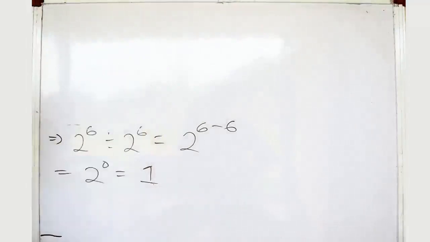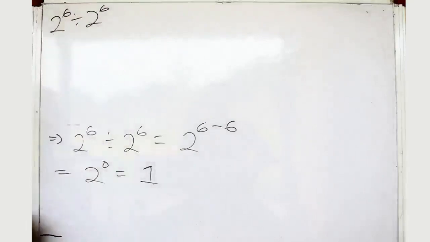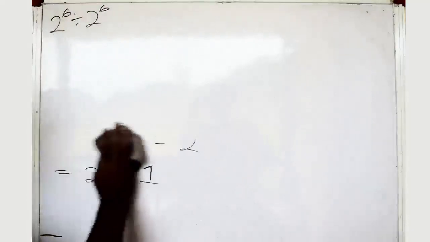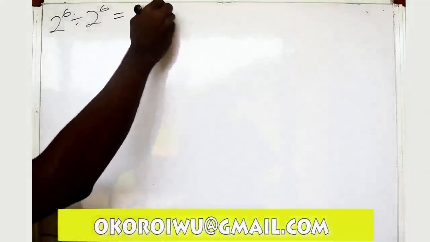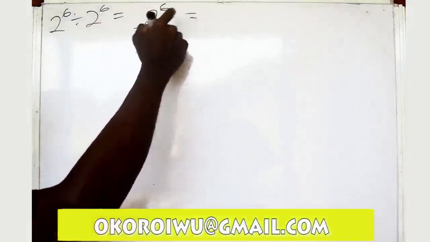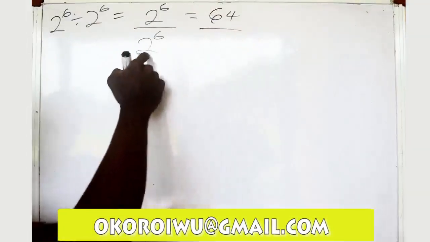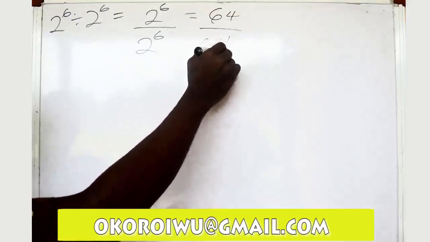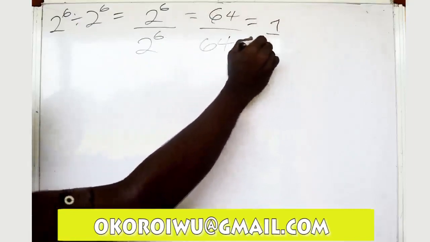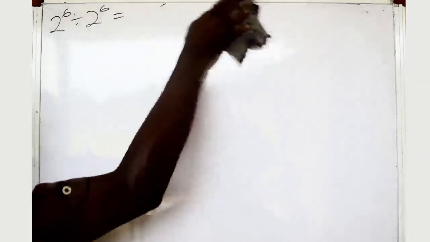In other words, if you still want to solve this, another way to put it, from this line, let me take it up: 2 raised to power 6 divided by 2 raised to power 6. This division means all over this. When you take 2 raised to power 6, it will give you 64, divided by 2 raised to power 6, which is the same 64. Any number that divides itself will give you 1. So this is how we got it, that anything raised to power 0 is 1.